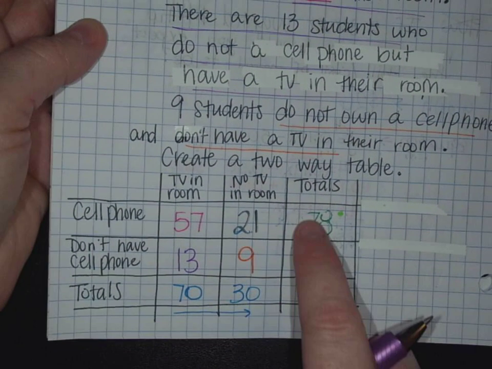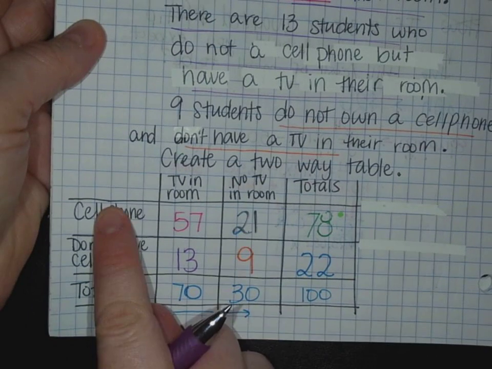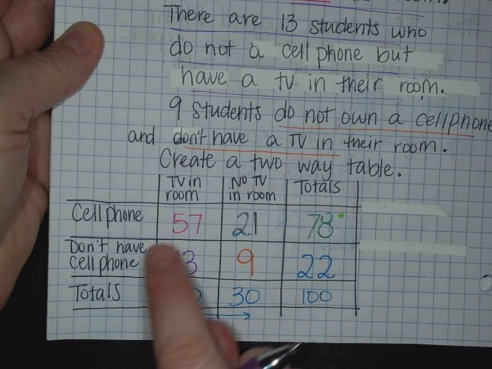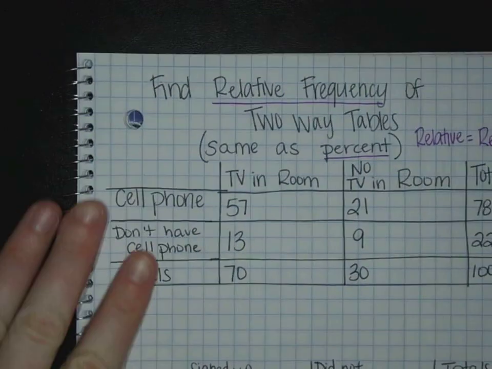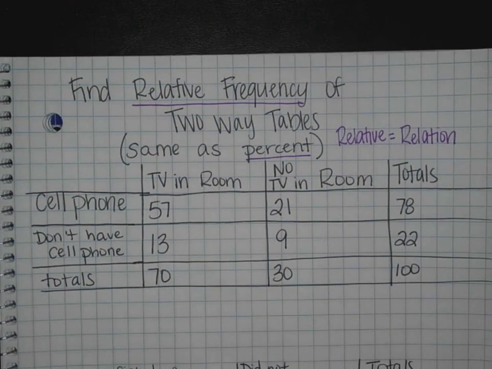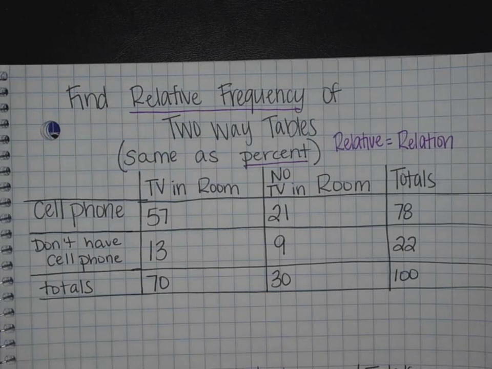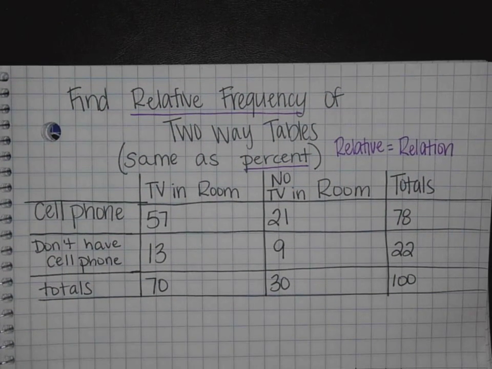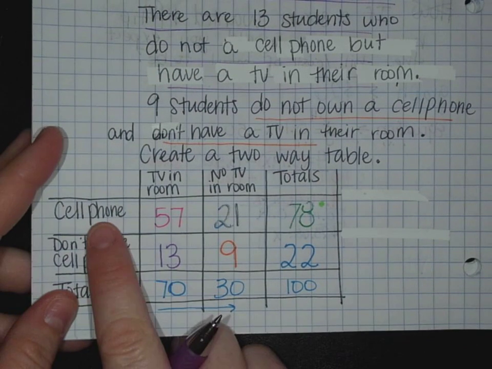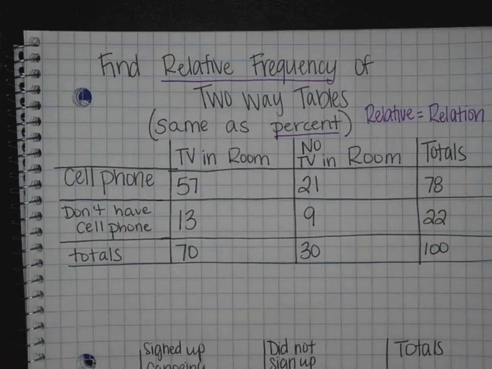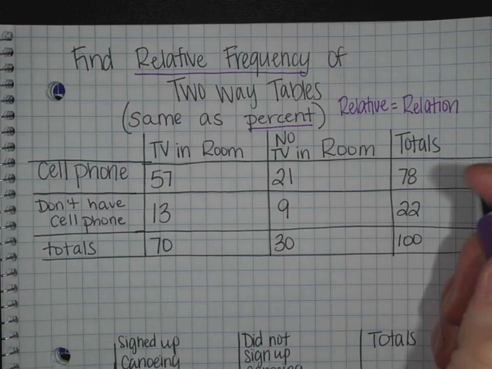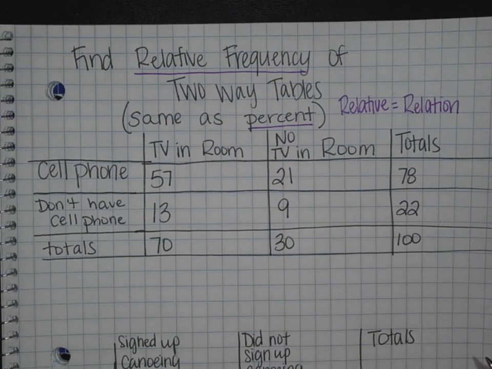I don't remember how many, but from this table, notice cell phone, don't have cell phone, total, TV in room, no TV in room, totals. Those are the same numbers that are right here. So this is a frequency table, and I believe we put that as our title on the last set of notes. Frequency table, that's just how many times did somebody with a cell phone and a TV in their room show up. So this one, we're going to do relative frequency, so in relationship to the total.